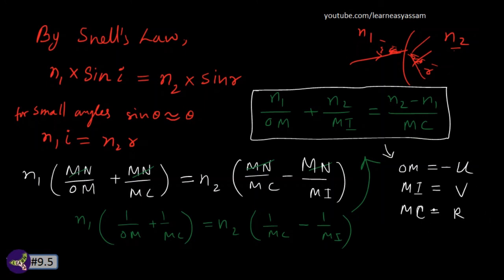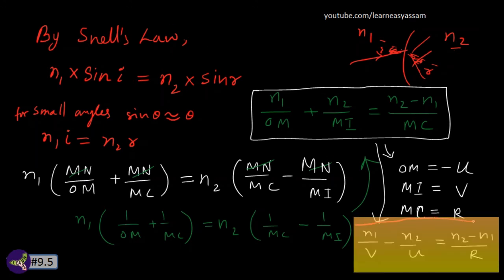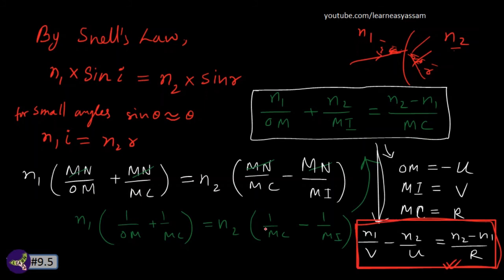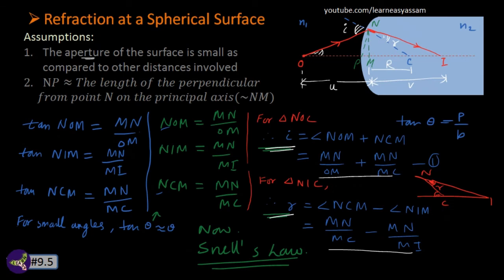So if we put all these things, then what we will get from this, we can write it again here: n1 by v minus n2 by u is equal to (n2 minus n1) by r. So this is the final equation using sign convention. I hope you have understood this derivation, which is very important actually, so that we can derive other lens formulas from this. So let us revise it again.